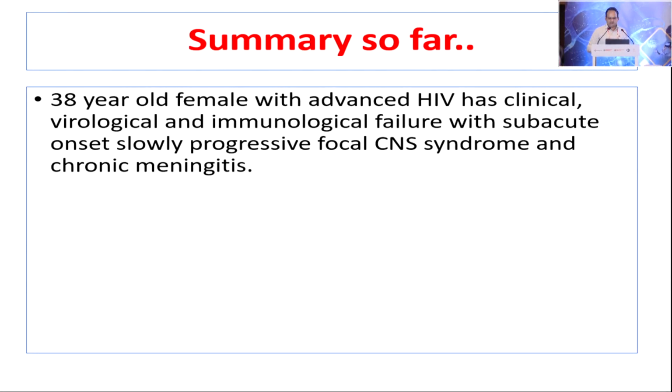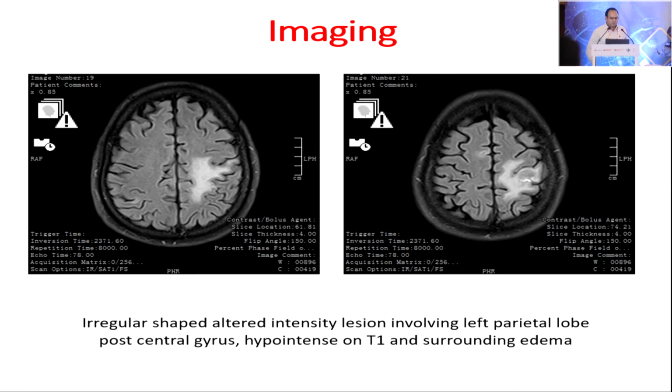So she was on a failing regimen when she presented to us. To summarize the case, this is a 38-year-old female with advanced HIV, with clinical, virological, and immunological failure, with a subacute onset, slowly progressive focal CNS syndrome, and features of chronic meningitis. So this is the imaging. We did an MRI at that point, and the MRI showed an irregular shaped altered intensity lesion involving the left parietal lobe post central gyrus, associated with surrounding edema.